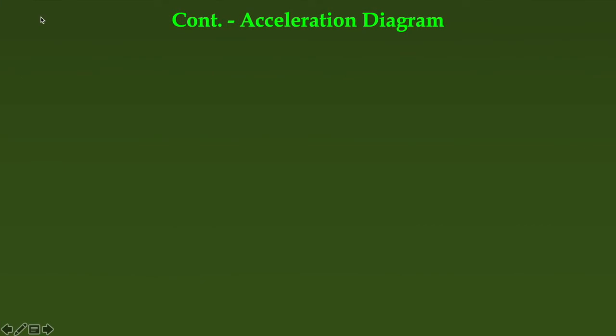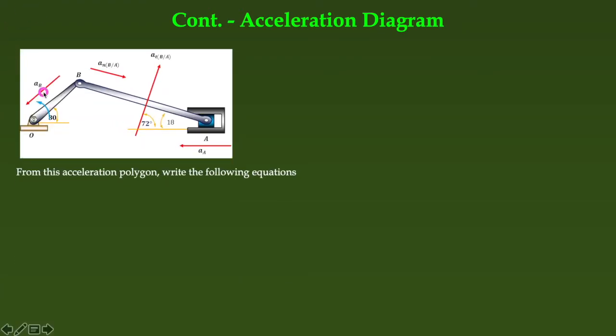Now we will try to draw an acceleration diagram similar to the velocity diagram. So what are the acceleration directions? AB is rotating with constant angular velocity. So for this particular link, alpha is 0, and as alpha is 0, for the point B only the normal component is present, and we know the normal component of acceleration is towards the center. So AB is the normal component of acceleration of point B toward the center.